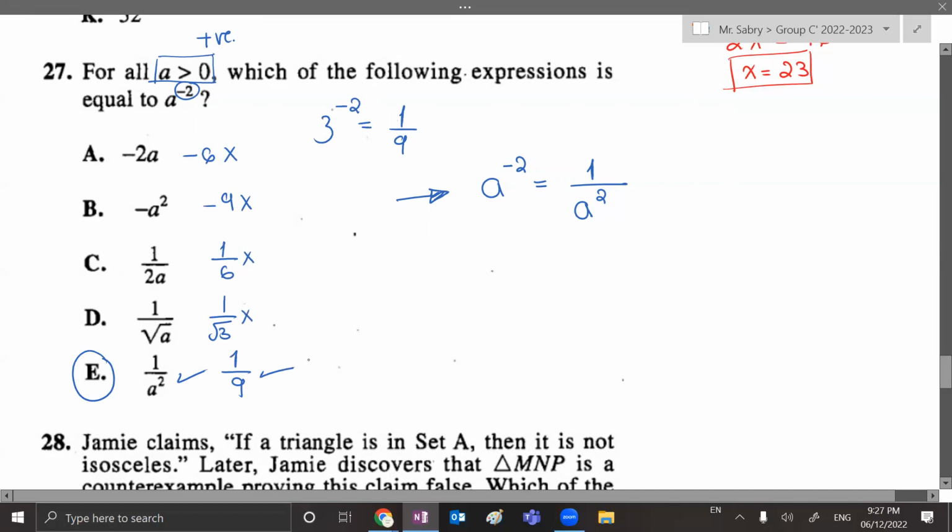That's another way of looking at it, but I definitely prefer this one. If you remember it, it's done in one step. Any questions there?